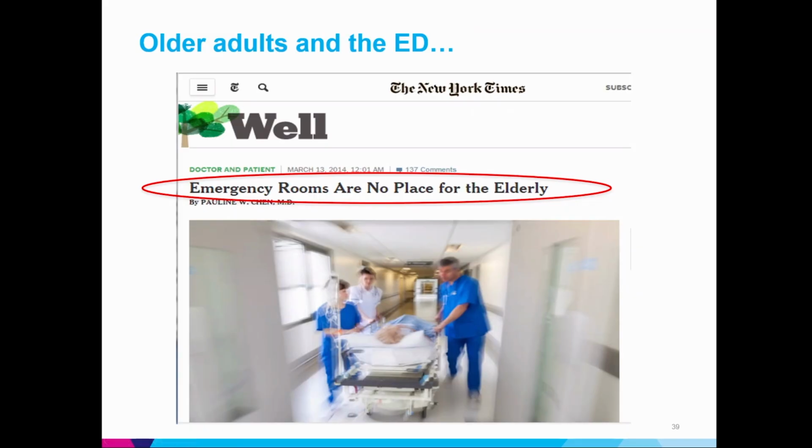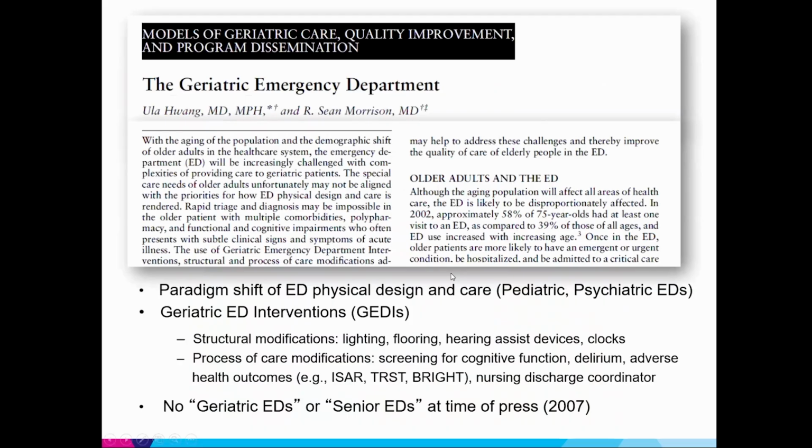But I think there is an opportunity specifically with geriatric emergency departments to address the needs and care for older patients. And so, for this reason, almost a decade and a half ago, we wrote this concept paper called the Geriatric Emergency Department.